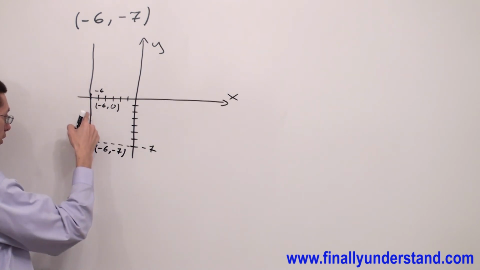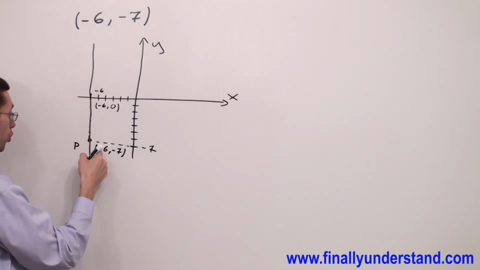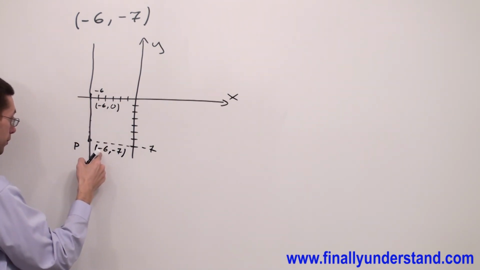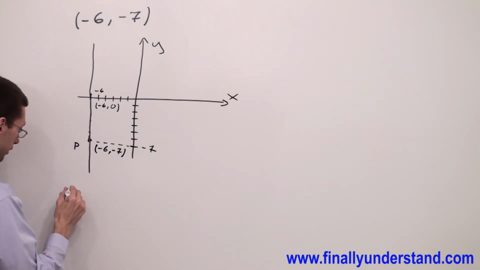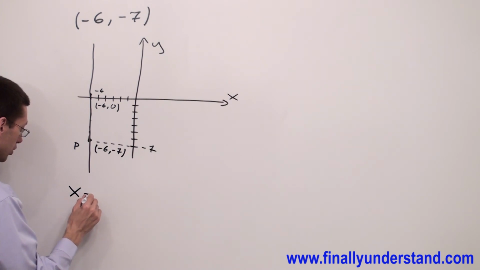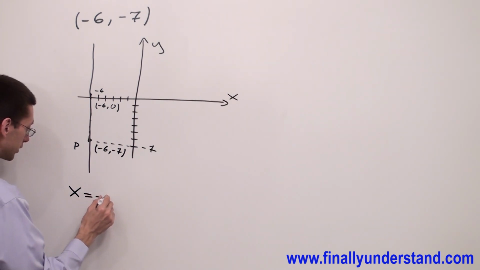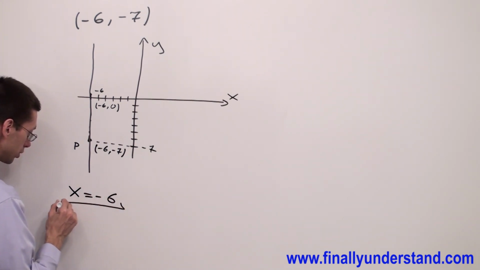The y-coordinate is going to change, but because the x-coordinate is always the same, in this case equal to -6, the equation of the line looks like x equals -6, and this is the solution to my problem.